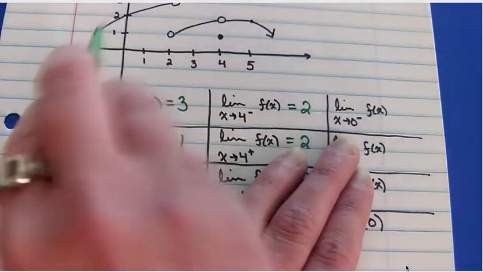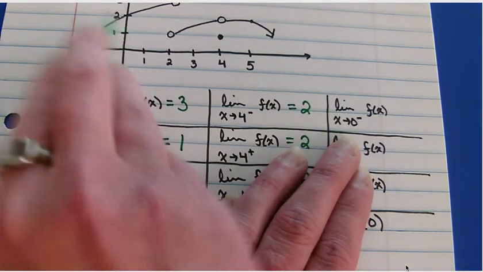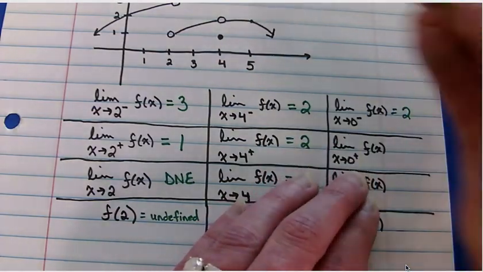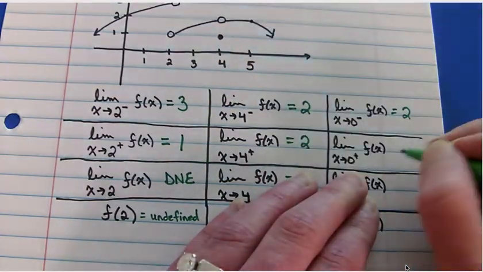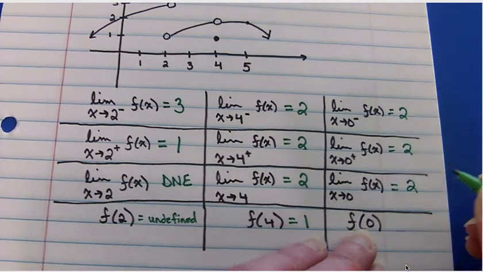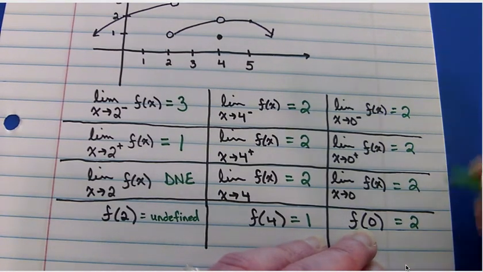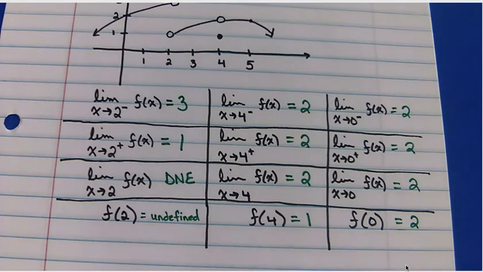Now let's do 0. So when x is 0 is here. Coming in from the left side, it goes to 2. Coming in from the right side, it goes to 2. So my limit is 2. And f of 0 is 2. So there are cases where your limit from the left and the limit from the right are both approaching the same point. And so we have a limit overall, and that point actually does exist. And so we have a point right there.